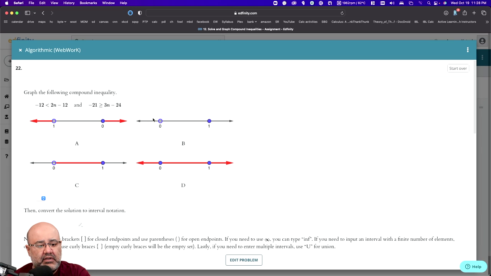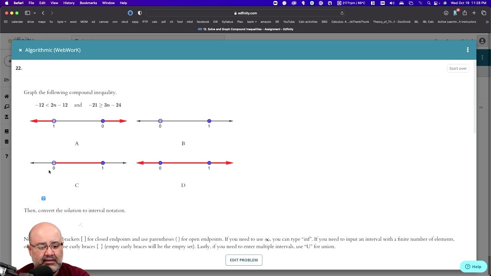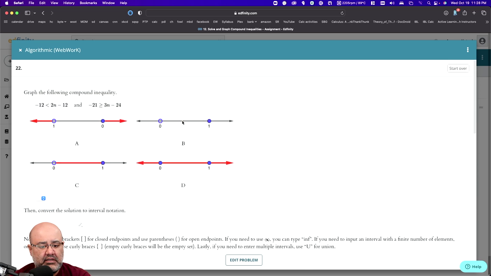Let's take a look at Edfinity. So it can't be A because it doesn't show an overlap. It can't be B because there's no line here. It's saying only 1 is the solution. That's not the case. D is showing the entire number line. That's not the solution. And indeed, C is the answer that we got. Open circle at 0, closed circle at 1, with this line shaded in the middle. And that's exactly what we have here. Just to confirm, yep, they're saying C is the answer.